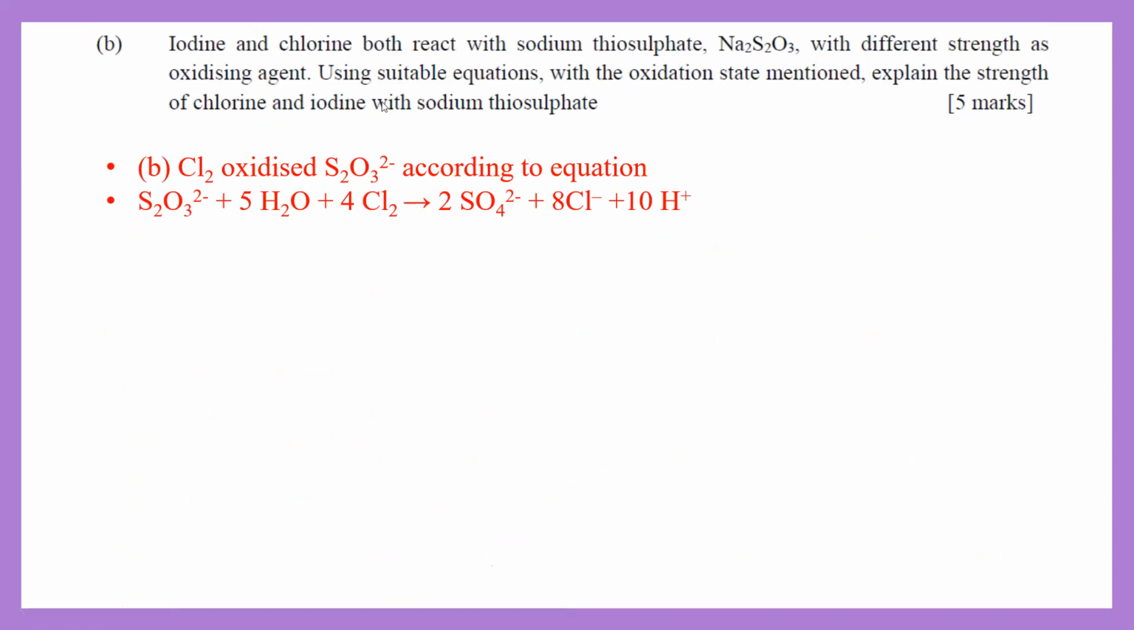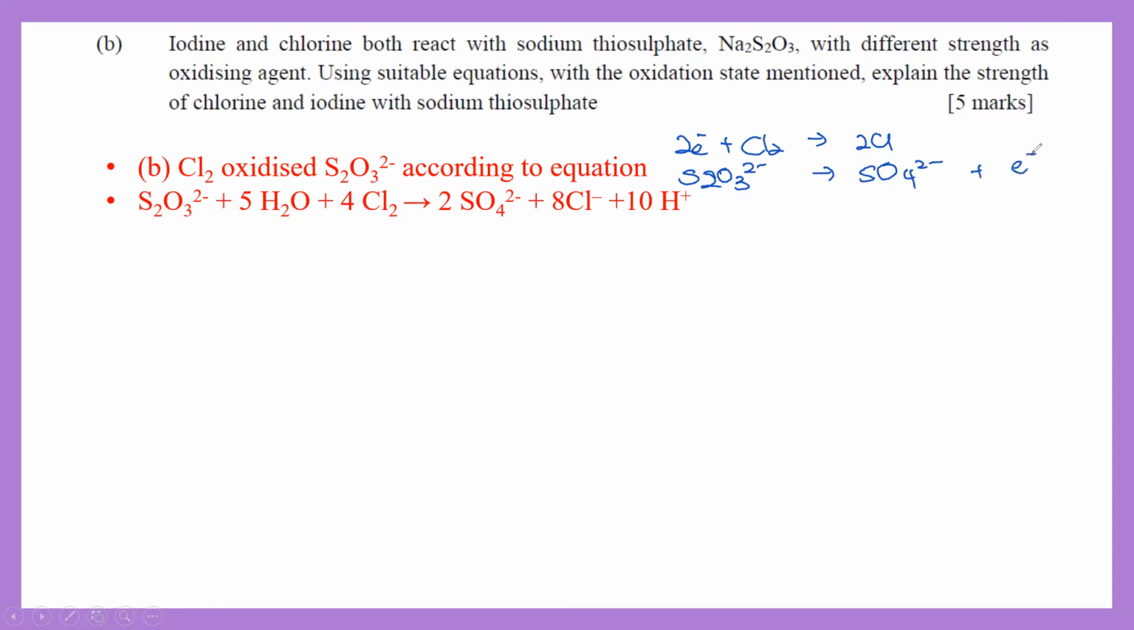So this one, if you still remember how we propose the reaction when we have Cl2 plus 2e minus gives 2Cl minus, and then how S2O3 2 minus becomes SO4 2 minus.